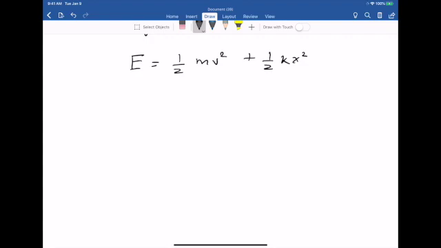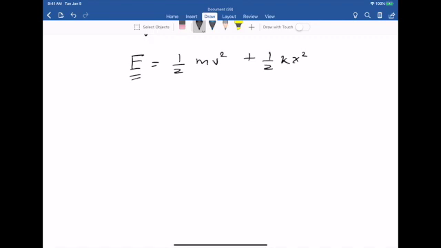Now, this total energy is constant, okay? You know that it's constant because we are ignoring friction. So the only force here is a conservative force, the spring force. And if the only forces are conservative, then the total energy, the sum of the kinetic plus potential energy, will remain constant.